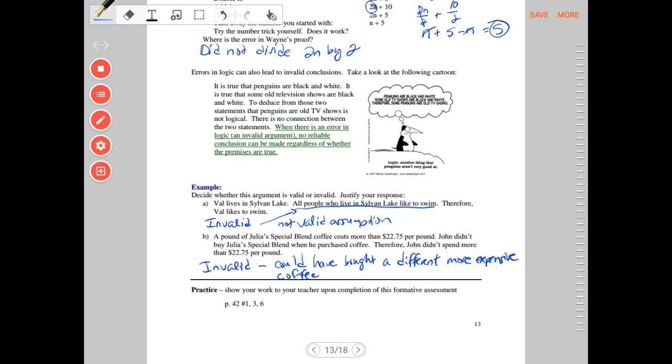All right, give this some practice on page 42, questions 1, 3, and 6.